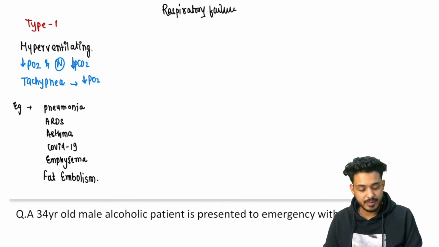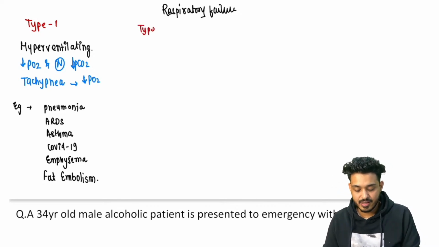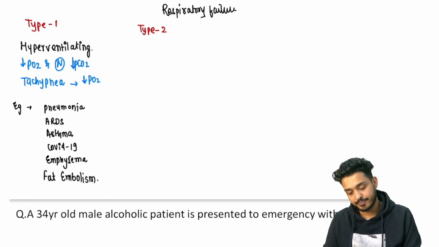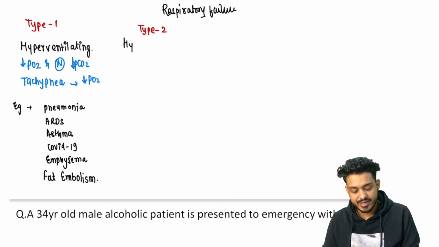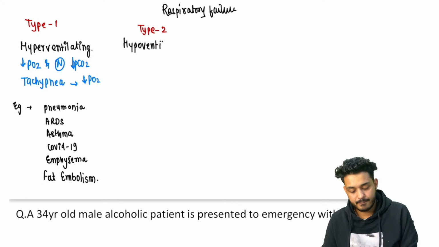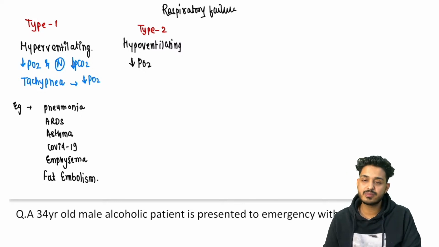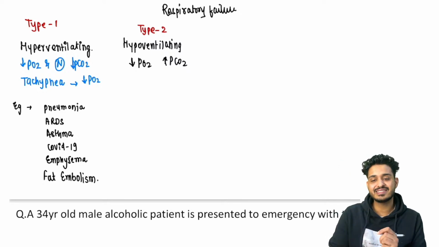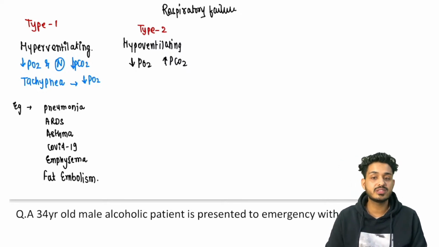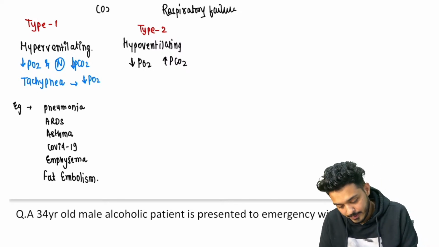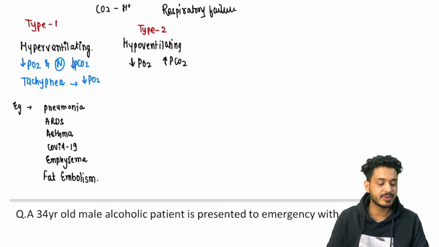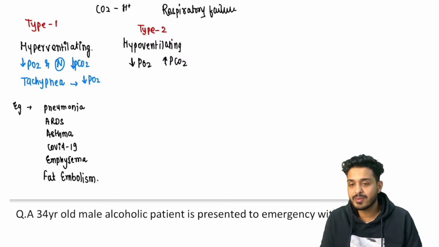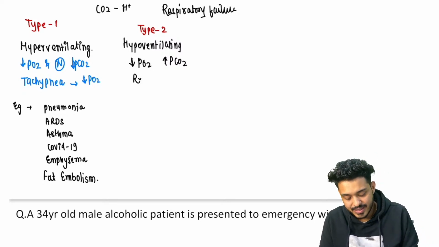What will happen in type 2 respiratory failure? Here the patient will be hypoventilating, and of course if he is hypoventilating, there will be decreased partial pressure of oxygen, and there will be increased CO2. Here, increase in CO2 means what? I have told you, CO2's brother is H plus. Always remember this simple understanding. CO2's brother is H plus, so you will be having respiratory acidosis.